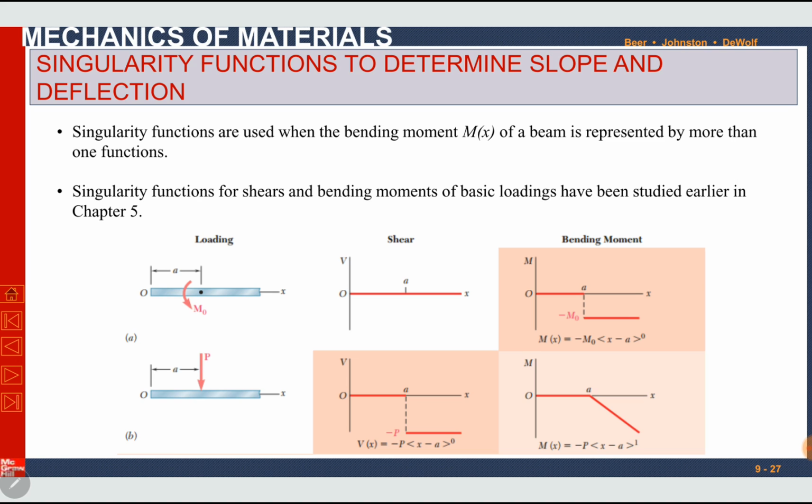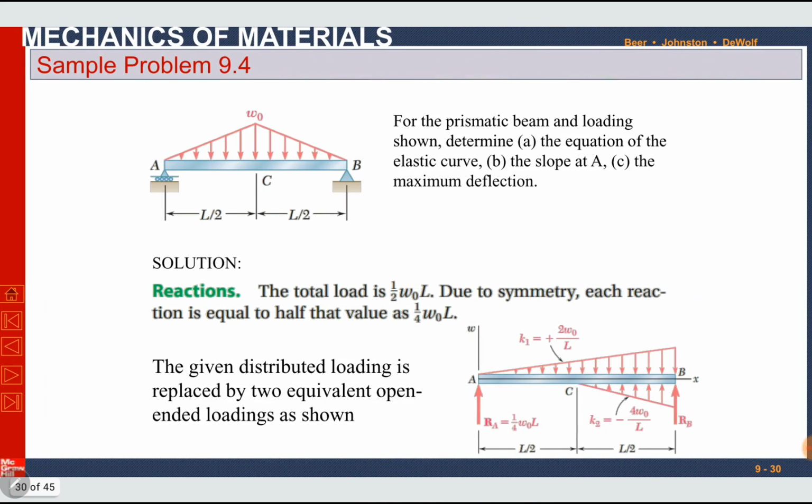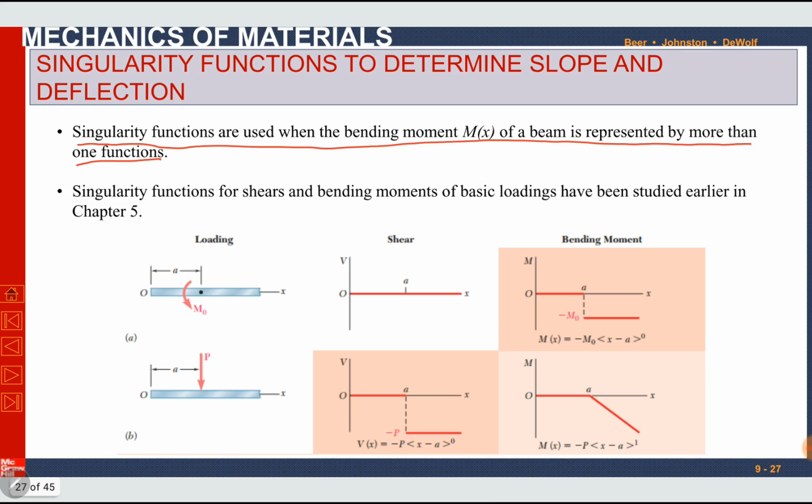The singularity functions are used when the bending moment of a beam is represented by more than one function. For example, if a beam is under more than one kind of load, we calculate singularity functions of moment or shear force for each kind of load separately, and then we can add them and find a single expression for bending moment of the beam and similarly for shear force. Here are some tables which are given in the textbook. For each kind of load, we have a shear singularity function and a bending moment singularity function. Details of singularity functions have already been discussed in chapter number 5 previously.